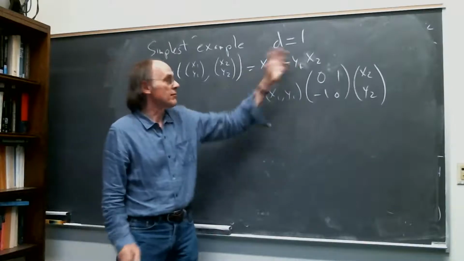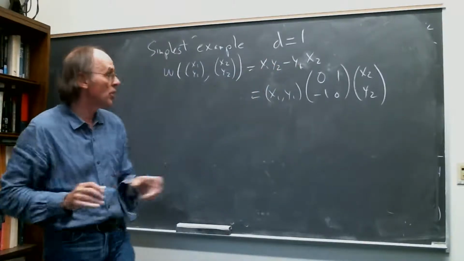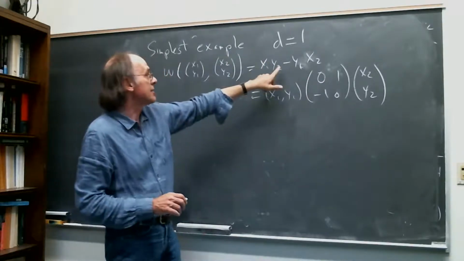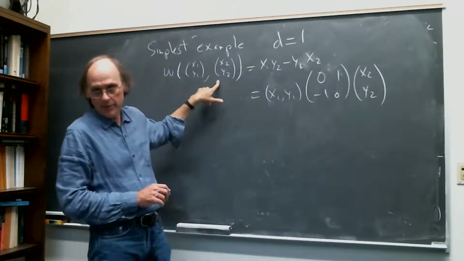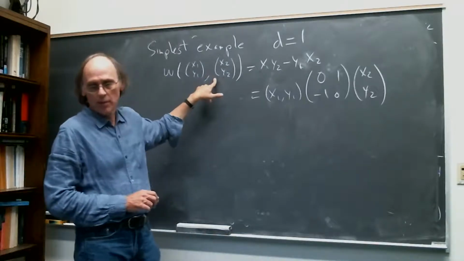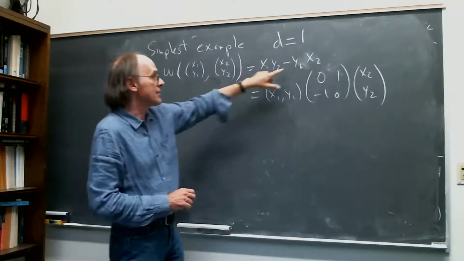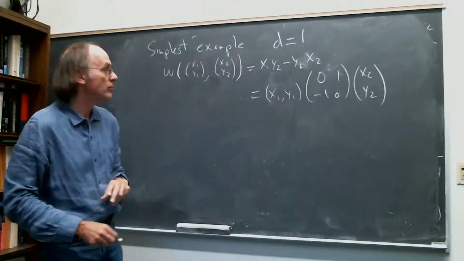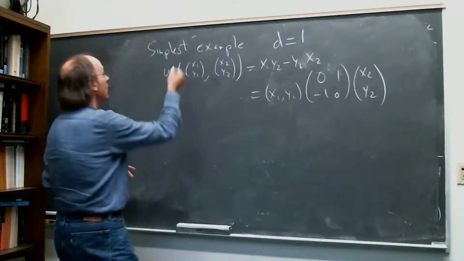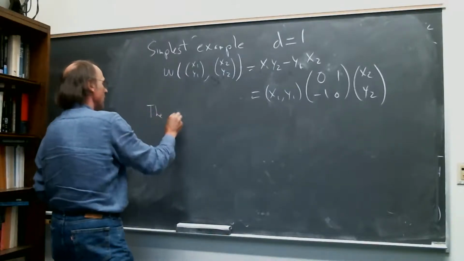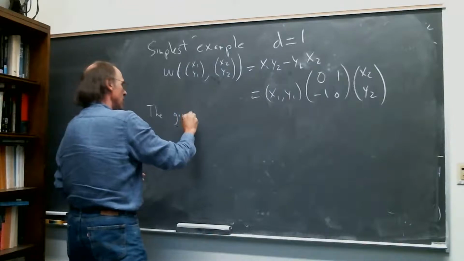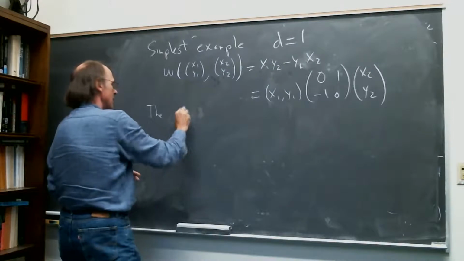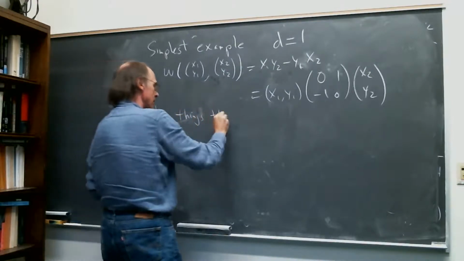So in D is equal to 1, up to a scalar, there's really only one such gadget, and there's only one non-degenerate antisymmetric bilinear form. It's this guy, and you can write it in terms of matrix multiplications this way. And so you can characterize the group elements, the things that preserve this.